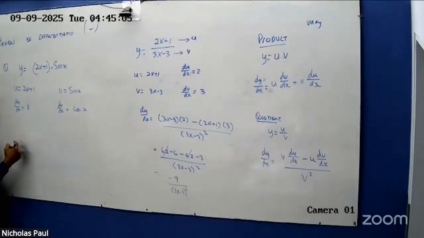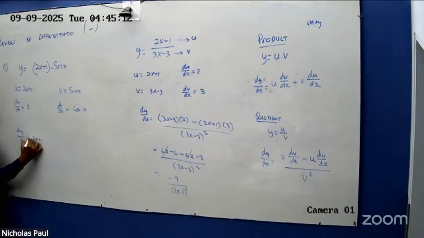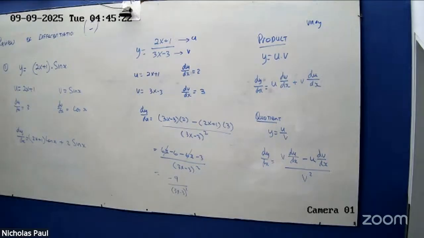Right? And then we can put it all together and we'll get dy dx equals u times dv dx, so that will be 2x plus 1 times cos x, plus 2 times this, 2 sine x. Everybody okay with that? That's it. Those are the rules that we need to know for differentiation. But of course, now we're going to get some tangent, but square root, right? Online, you're okay with basic rules?